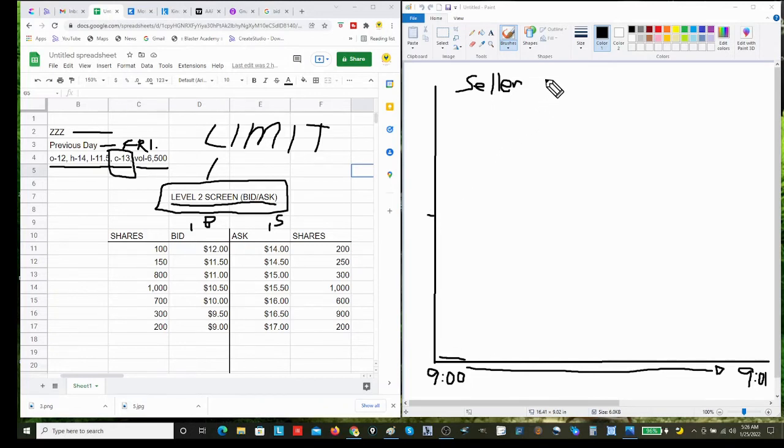Now let's say a buyer comes in with a market order. Market meaning he or she is willing to buy at whatever price is available. Now let's say he or she wants 300 shares of ZZZ, and the order came in just after 9 but before 9:01. So what happens here is there are going to be three tickets.